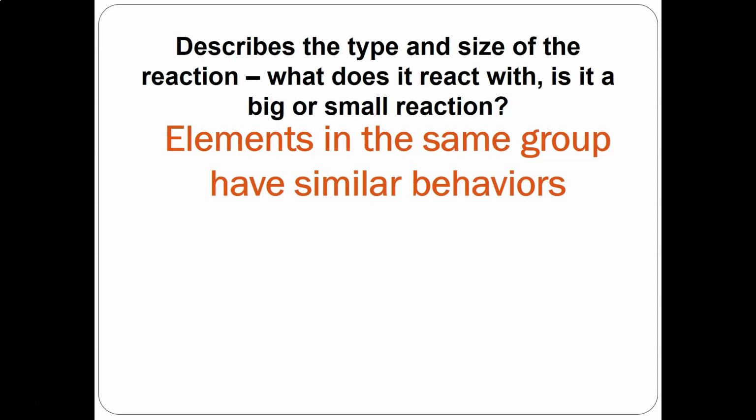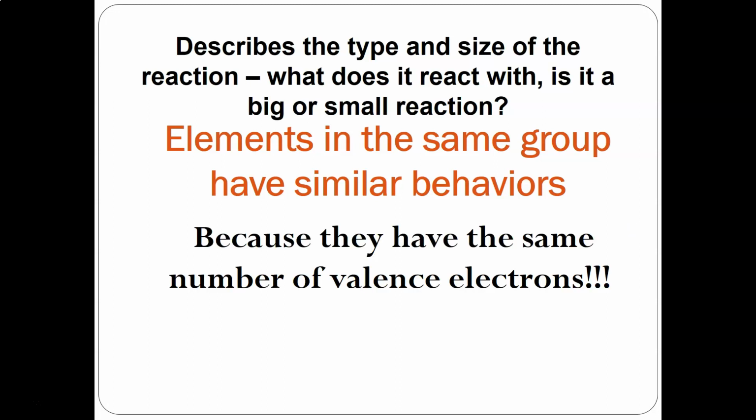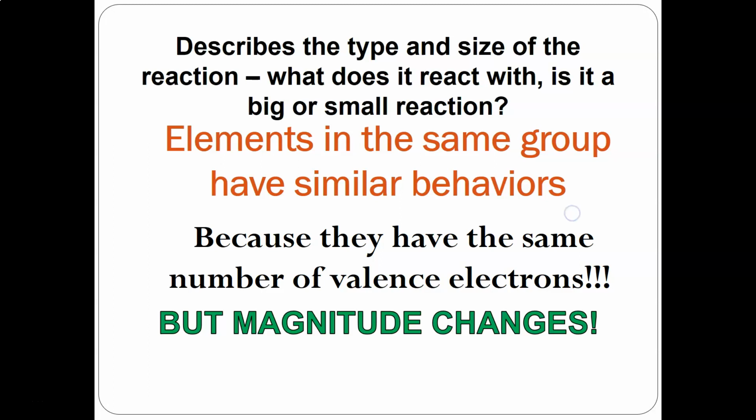Some mannerisms. The reason why this is true for elements is because if they're in the same group, they have the same number of valence electrons. Because the valence electrons are the ones participating in the reaction, they're the ones on the outside. That means if they all have one valence electron, they can perform similar types of reactions. If they all have 7 valence electrons, they can perform similar types of reactions. The big difference, though, when it comes to reactivity is that the magnitude of the reaction may be different.